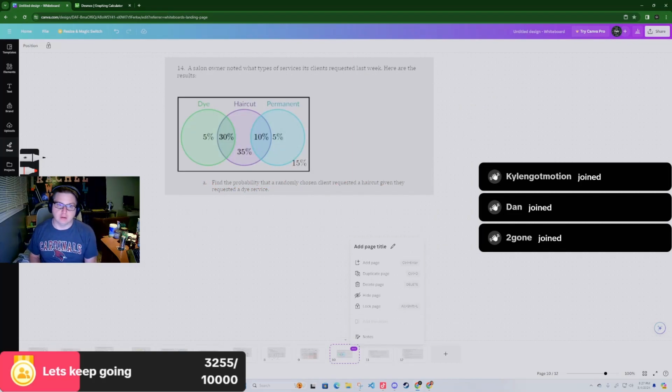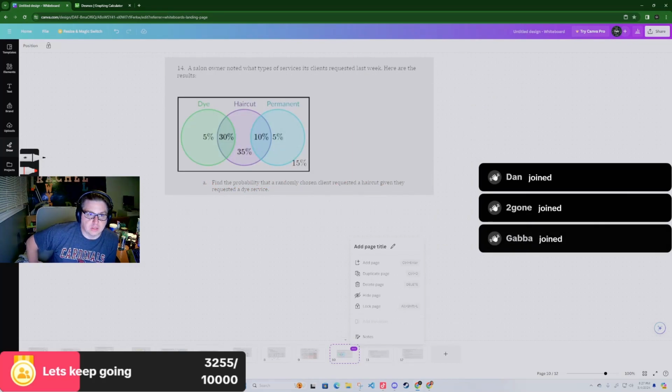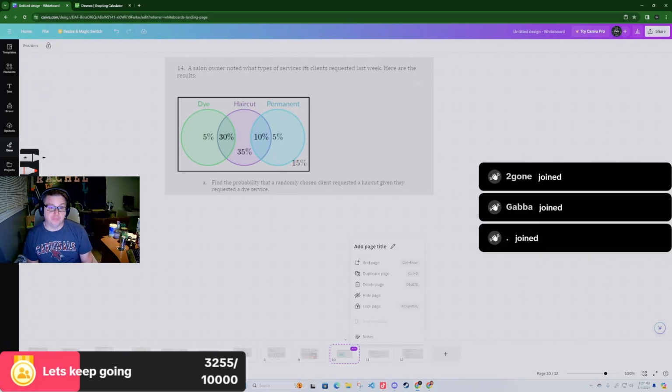All right, 14. A salon owner noted what types of services its clients requested last week. Here are some results. So we talked to a salon, and it's either a dye, there's either a haircut, or there's a permanent, permanent withstanding appointment.